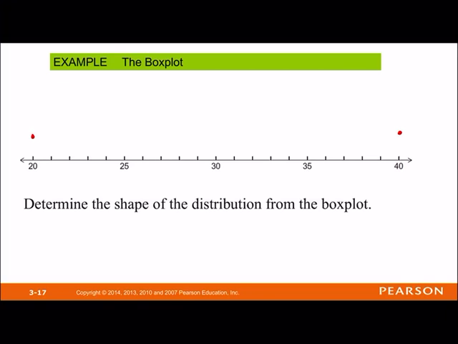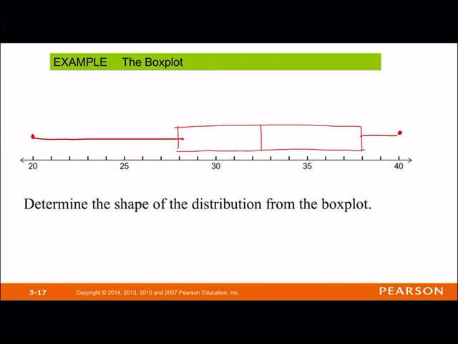Okay, Q1 was 28. So 25, 26, 27, 28. My median is 32.5. So somewhere between 32 and 33. And 35, 36, 37, 38 is my third quartile. And again, I'm just going to enclose them. And then I am going to draw my whiskers in there.